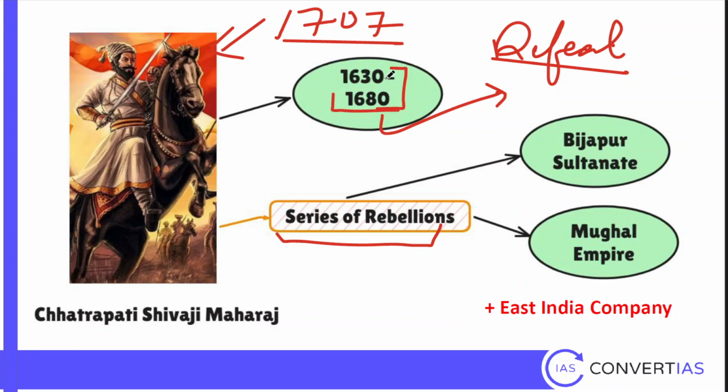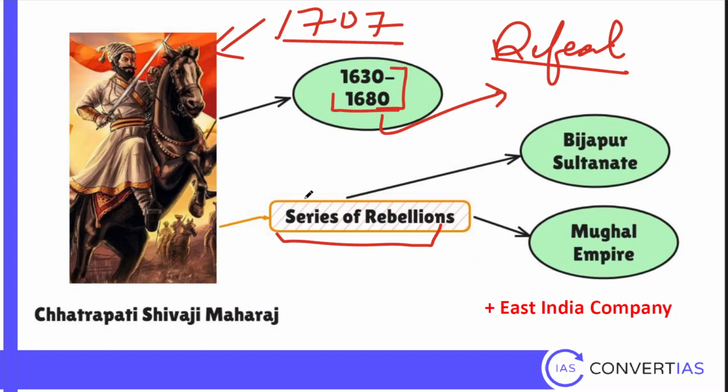And Shivaji, so see Shivaji's time period. It is from 1630 to 1680. That means it is not during the proper reign of Aurangzeb. It is during the time of Shah Jahan, in fact. Aurangzeb's time peaks after 1680, and by that time Shivaji already dies.